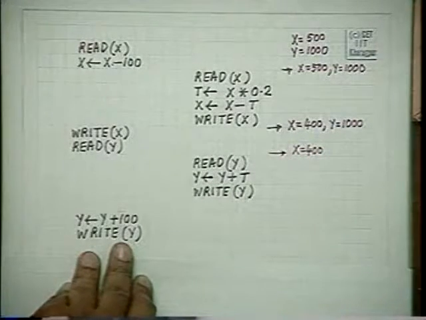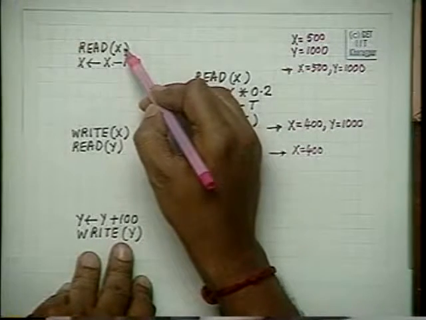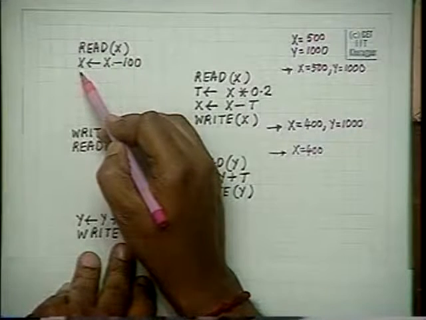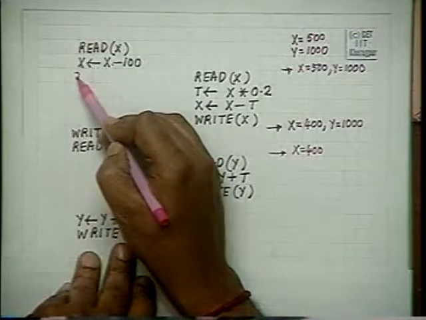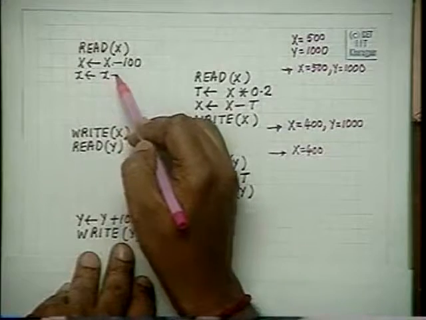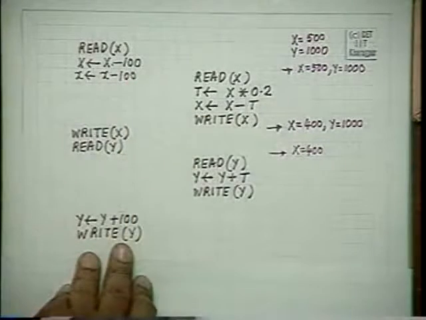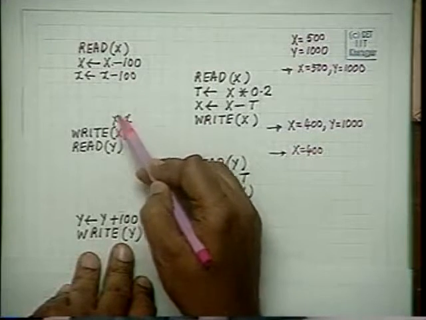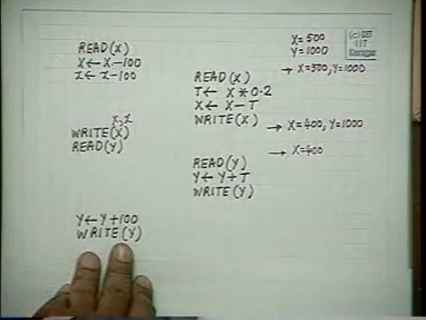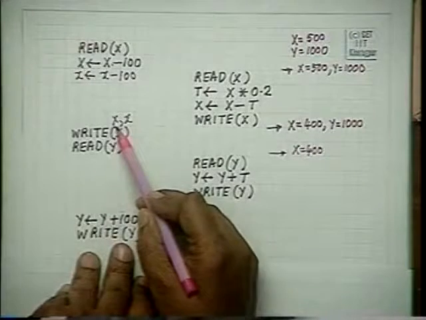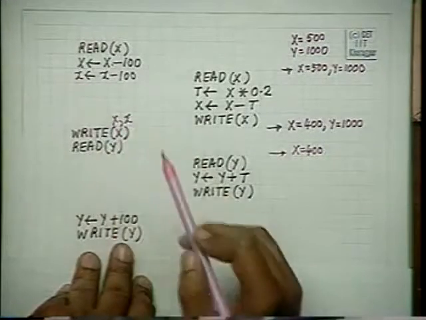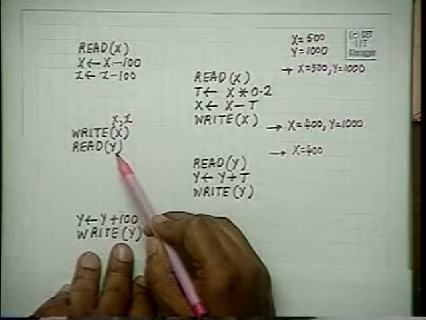Please remember, this x was read to be 500, this x became 400. This is a memory variable which is like this, and when you write this, this is x comma x, so this x was written into this x, so 400 was written because this was 400. And what y is read out here? 1000.